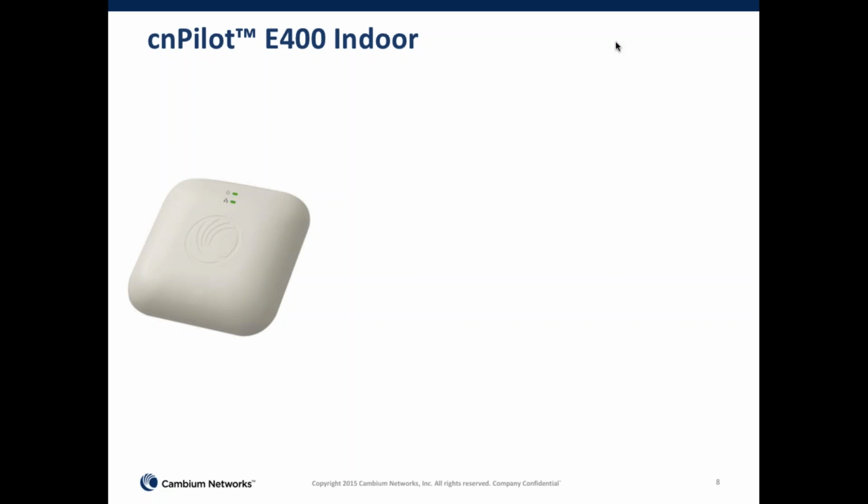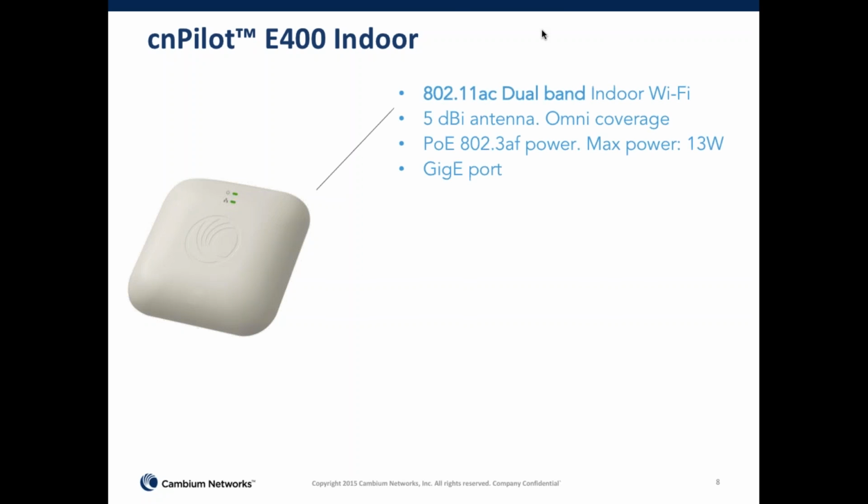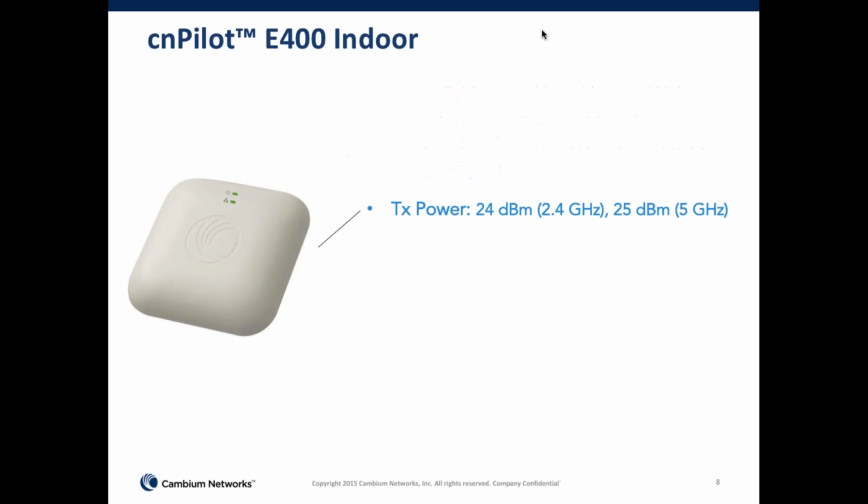So our cnPilot E400 indoor has been pretty popular in a number of school deployments. This is an 802.11ac dual band access point. It's got a 5 dBi antenna, omni coverage, is PoE powered, and comes with a gigabit Ethernet port. This one has a very high transmit power, 24 dBm and 25 dBm, pretty much the top of the range for indoor products. And that combined with the 5 dBi antenna gives you really powerful indoor omni coverage.